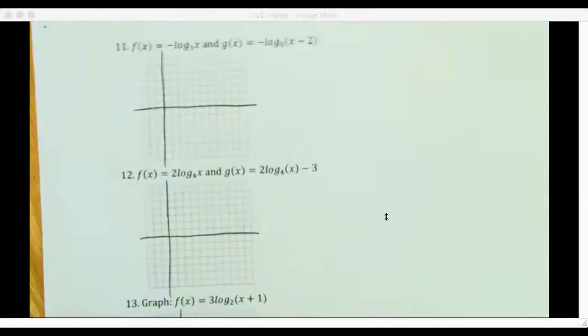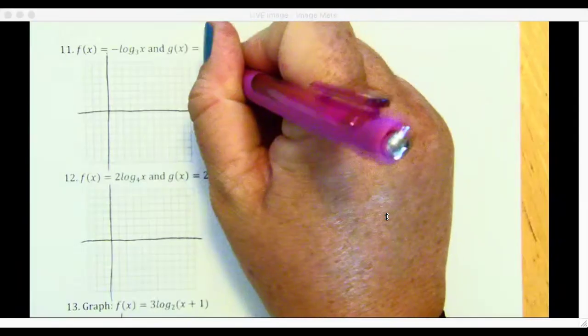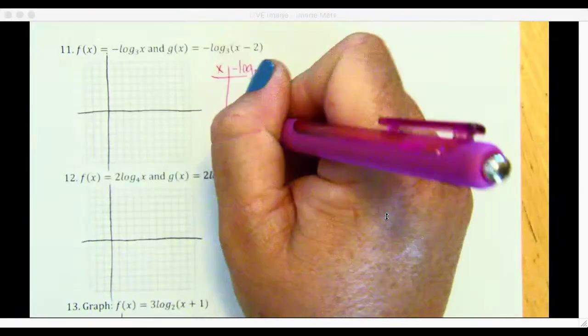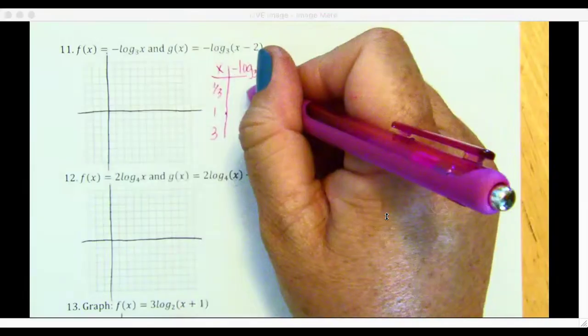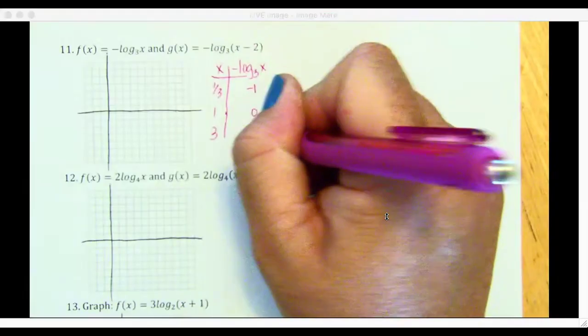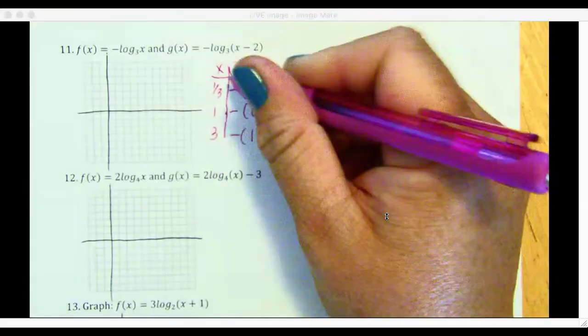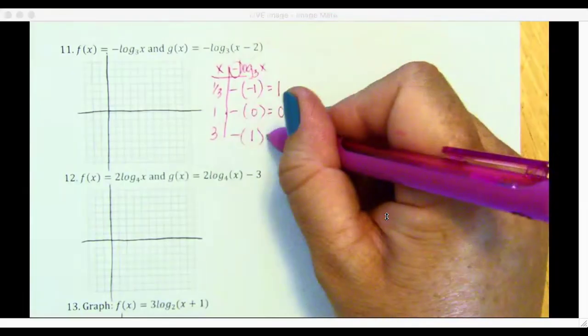Let's do a few more here. So number 11, we have negative log base 3 of x. Same equation that we were just working with, but with a negative on it. So now my table is negative log base 3 of x. I'm still going to use those same x values, 1/3, 1, and 3. And I can still get those values of -1, 0, and 1, but they're all being multiplied by a negative. Negative times -1 is 1, 0 times a negative is still 0, and 1 times a negative is -1.